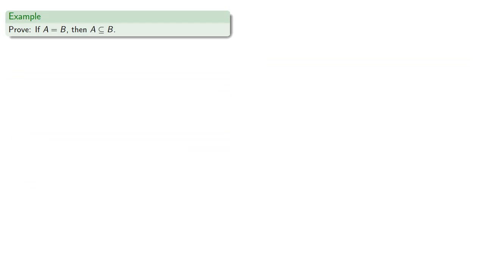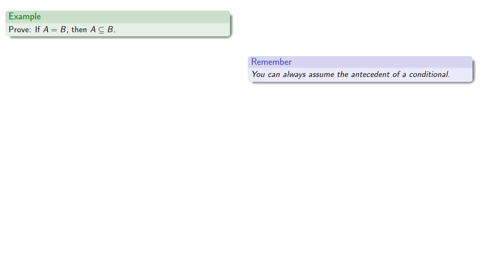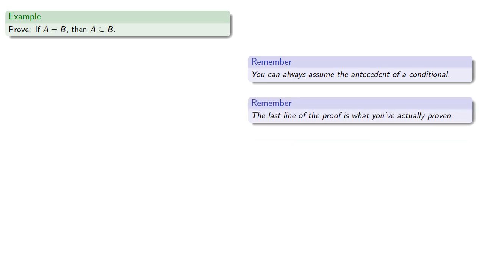So let's try to prove if A equals B, then A is a subset of B. So remember, this is a conditional, and you can always assume the antecedent of a conditional. And also keep in mind that the last line of the proof is what you've actually proven. So we'll start with our antecedent, and so we can assume that A is equal to B. And mathematicians like to say things like, suppose A equals B. And we want to conclude that A is a subset. So let's end there. Consequently, A is a subset of B.